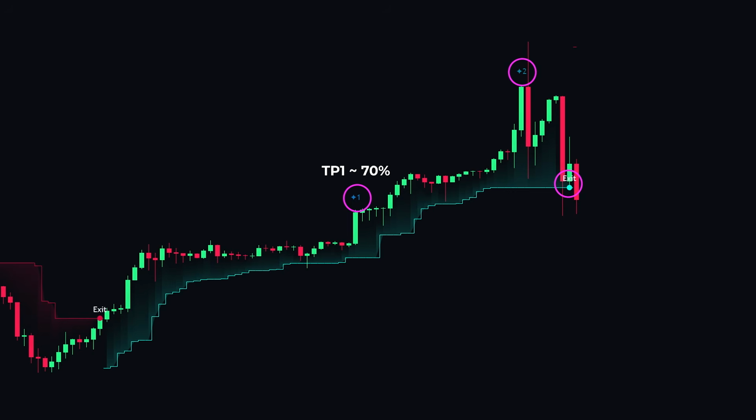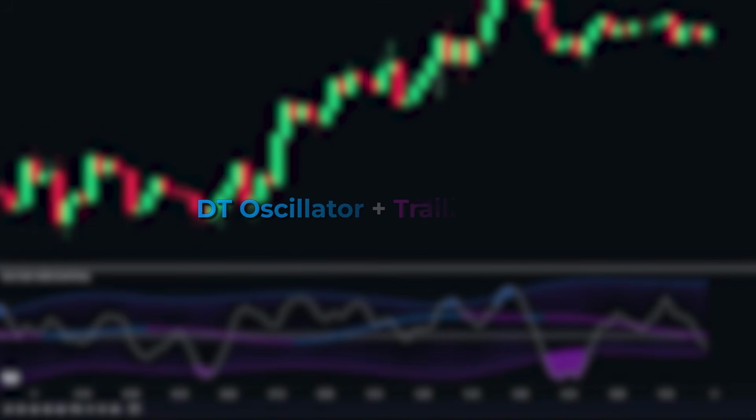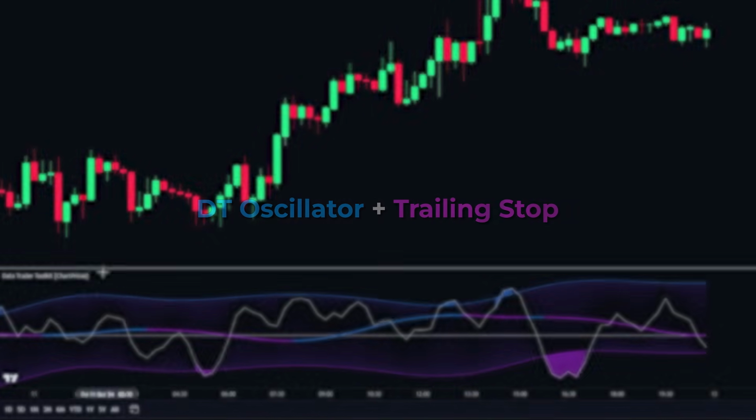If you're feeling more aggressive, you might only sell 30% at the first mark and let a larger portion of the trade continue. It really depends on your trading style and what you're comfortable with. But remember, it's always a good idea to sell a portion at the first take profit signal for guaranteed profits. Now, let me show you how you can combine the trailing stop indicator with the DT oscillator.